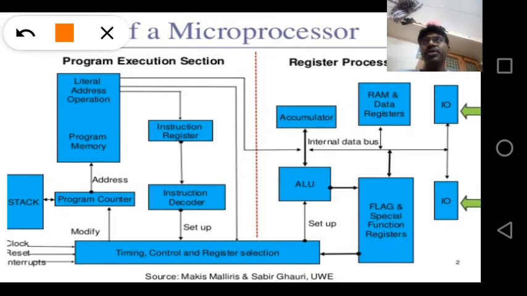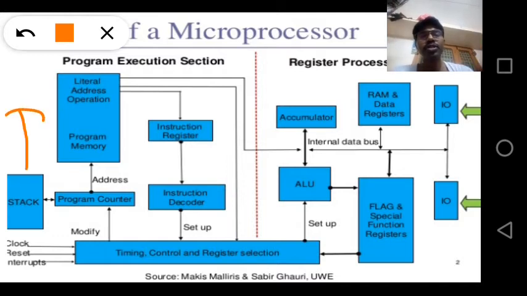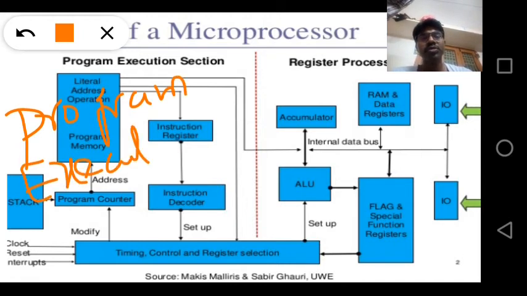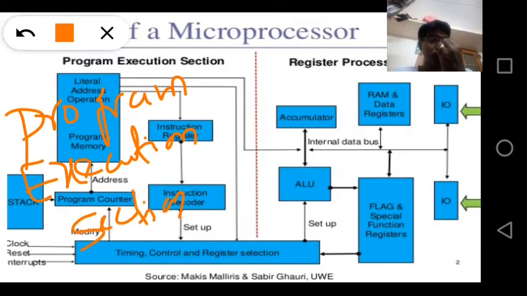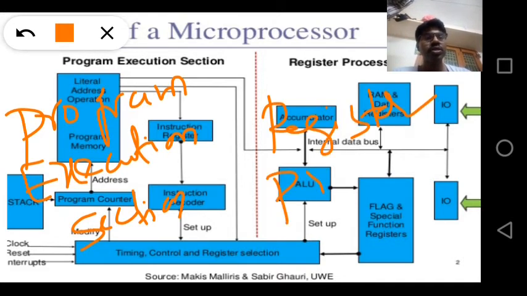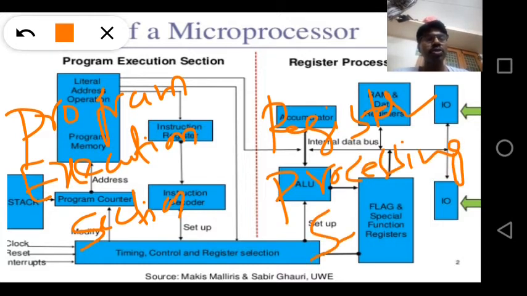So this is the block diagram of a microprocessor. It's really necessary to understand this: the program execution section and the register processing section. Remember, this is called the program execution section, and this is called the register processing section.